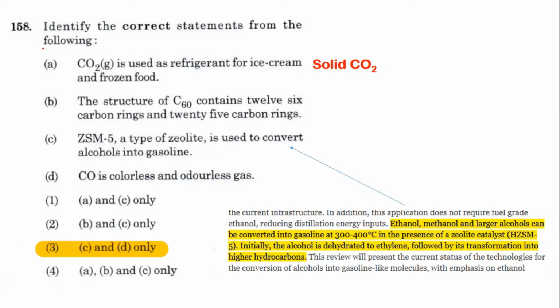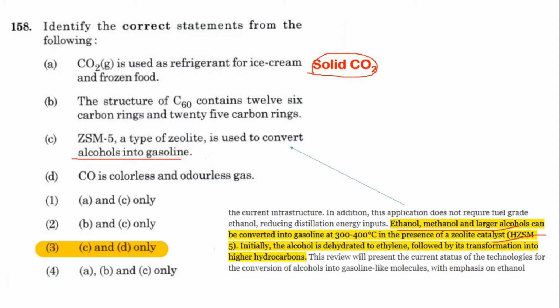Identify the correct statement from the following. Carbon dioxide is used as a refrigerant for ice cream and frozen food. Actually solid carbon dioxide is used as the refrigerant for frozen food, not carbon dioxide in the gaseous form. And the structure of C60 contains 12 six-carbon rings and 25 five-carbon rings, also wrong. And ZSM-5 type of zeolite is used to convert alcohol into gasoline, it's correct. So here is the evidence. HZSM-5 is used to convert alcohol into gasoline, and carbon monoxide is colorless and odorless, also correct.